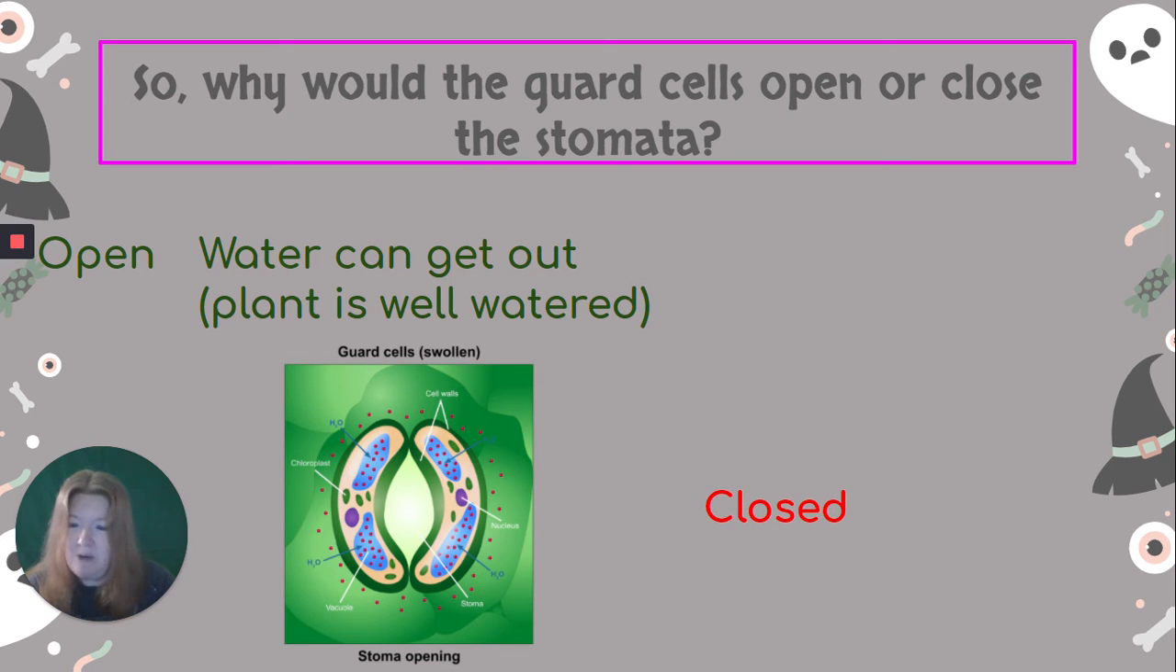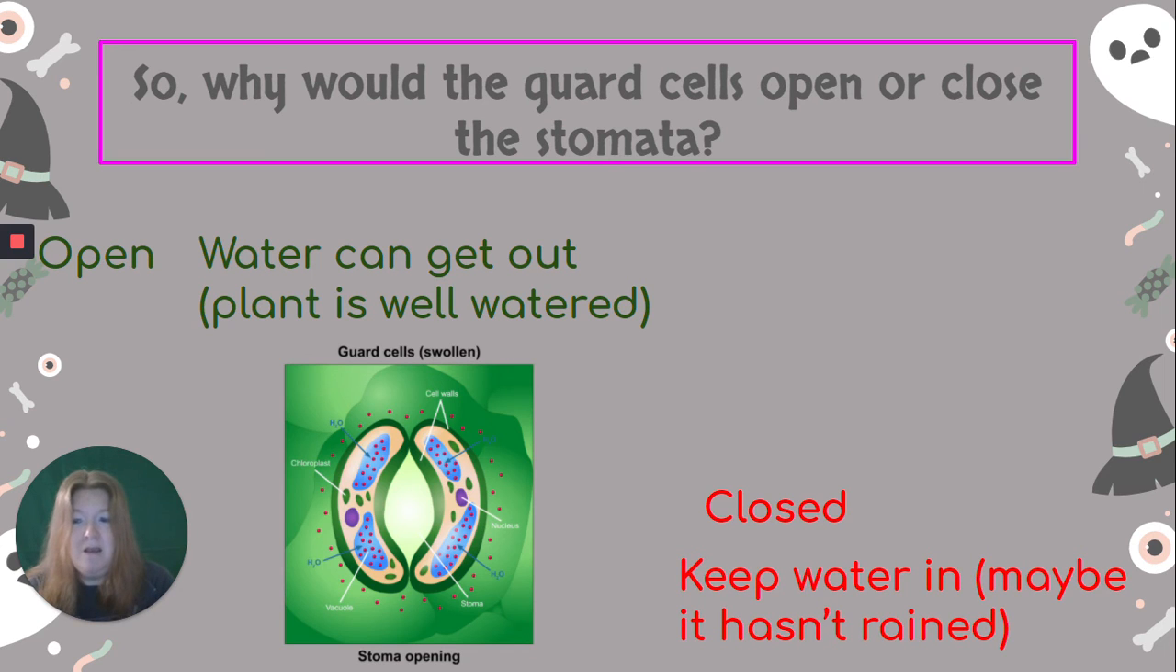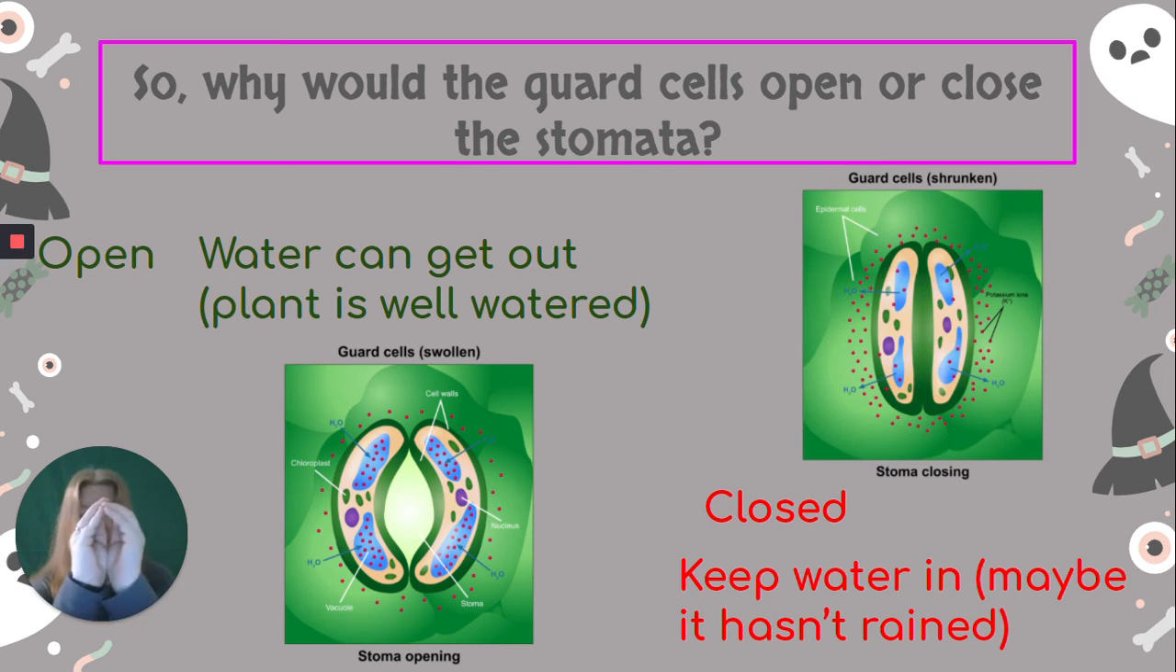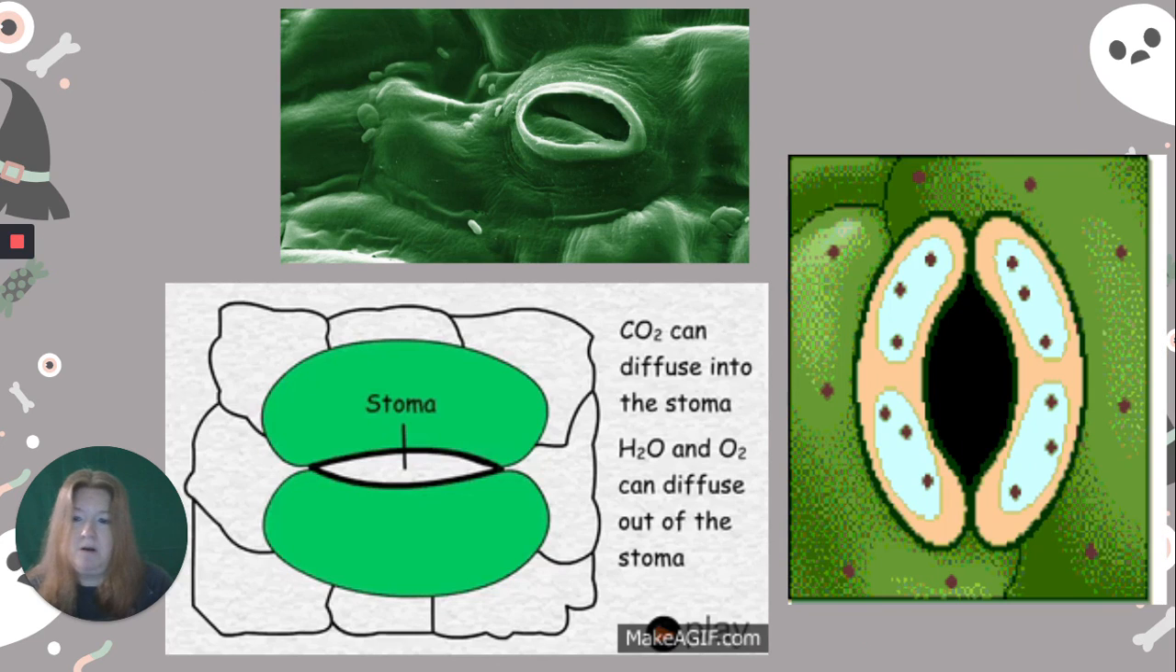So why would they want to be closed? Well, they'd want to keep the water in. Maybe it hasn't rained, or if it's your plant, maybe you haven't watered it. So what happens is as there's less water, water leaves those guard cells' vacuoles and they start to close up the stomata. And that indicates there's not enough water and the plant needs to conserve water.